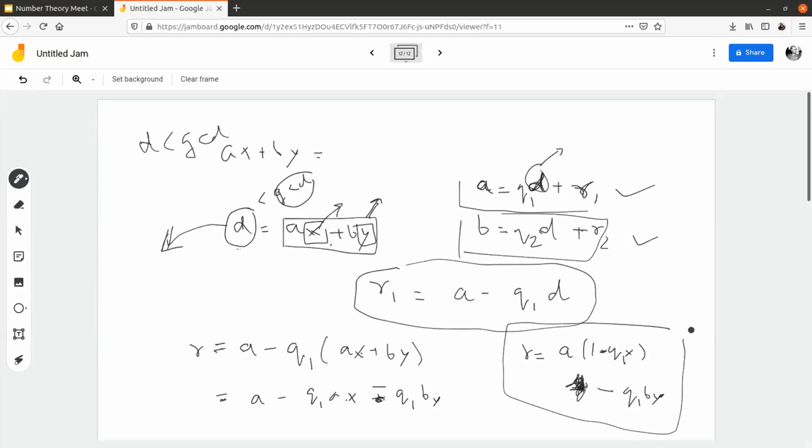So the contradiction that we get is that R1 is actually of the form AX plus BY, and that should not hold because the smallest number according to us should have been D. Does that make sense? Like R is not 0, so R has to be necessarily 0. Do you guys get that point?